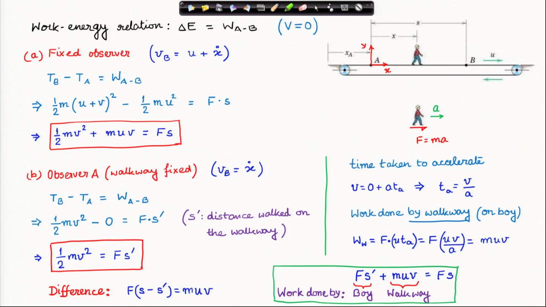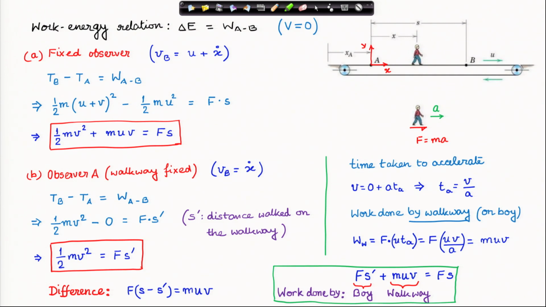Therefore, the net work done by the boy has to be measured on the walkway frame, because the boy is walking on the walkway, he is accelerating, and he is using his energy to accelerate only over the distance he is covering on the walkway. Therefore, the work done by the boy must be F s prime, plus the work done by the walkway on the boy, which is m u v. This is the total work done as measured or calculated by the inertial observer.